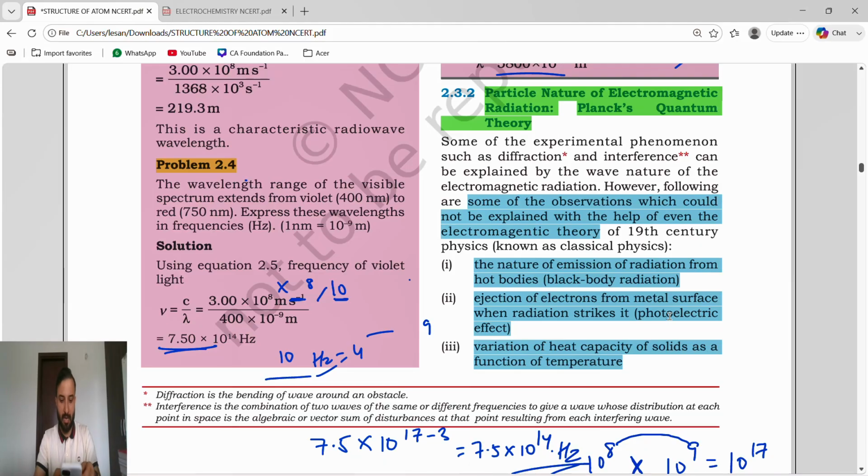Photoelectric effect means what will happen in the photoelectric effect? देखो रे प्यारे, कौन कर रहा जी काम जी?